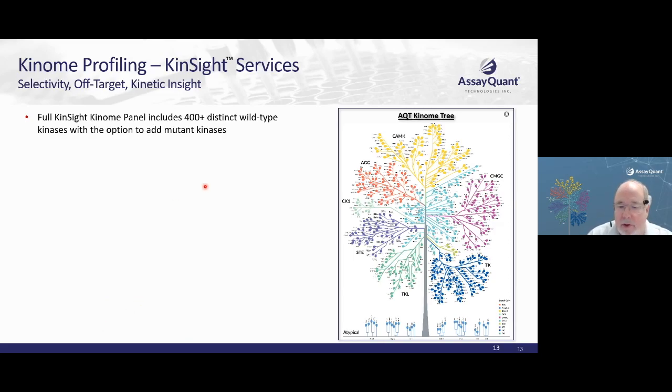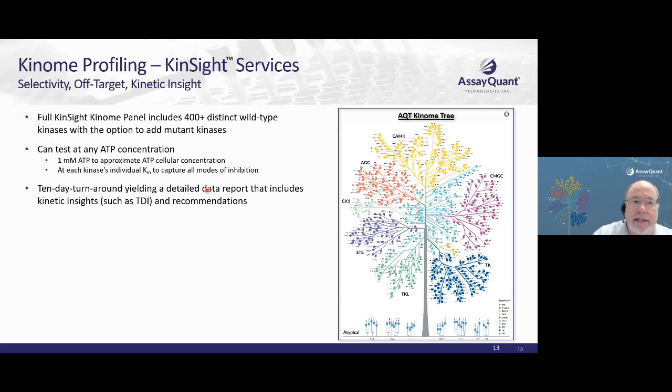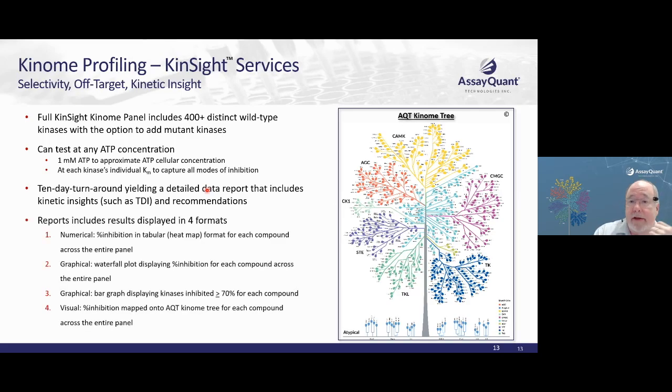So right now we have a total of about 400 distinct wild type kinases and growing. Right now we can test at any ATP concentration. We got a pretty quick turnaround here, typically a 10-day turnaround with a detailed report that comes out of this. And the report supplies 4 things to you.